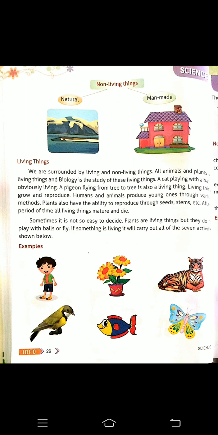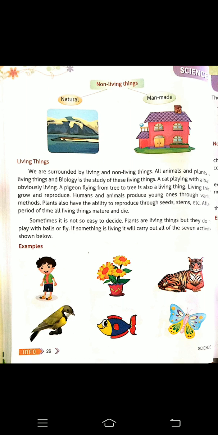We are surrounded by living and non-living things. All animals and plants are living things and biology is the study of these living things. A cat playing with a ball is obviously living. A pigeon flying from tree to tree is also a living thing. Living things grow and reproduce. Humans and animals produce young ones through various methods. Plants also have the ability to reproduce through seeds, stems, etc. After a period of time, all living things mature and die.